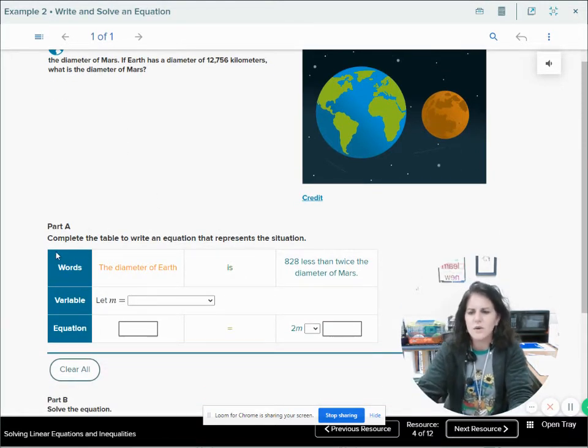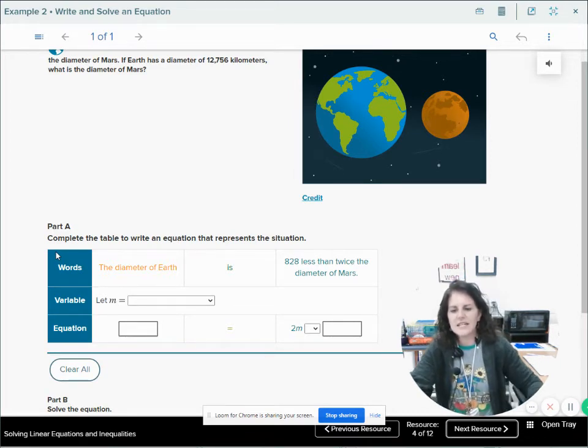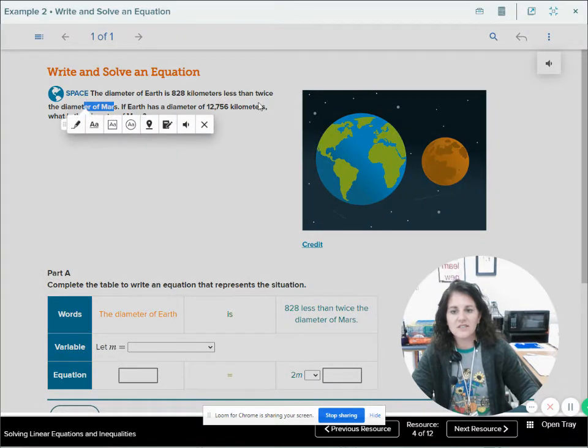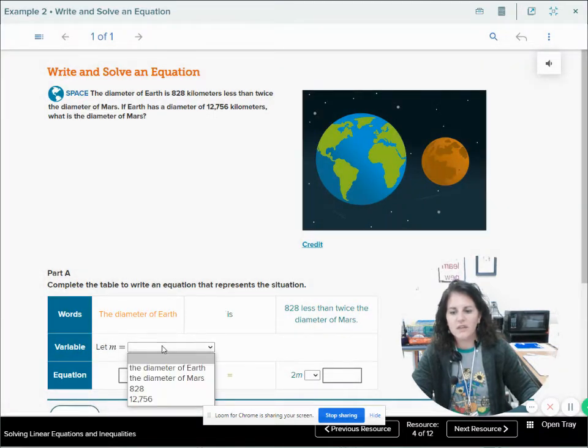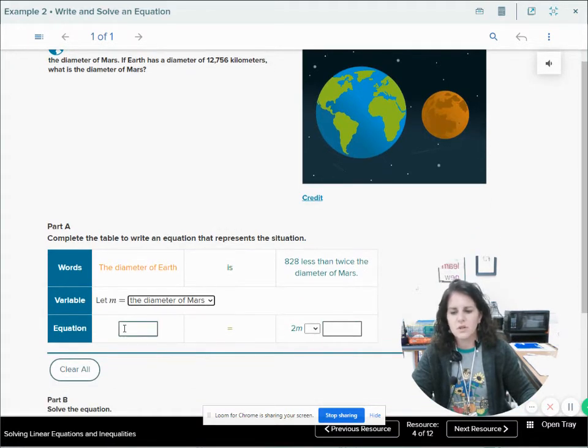So let's write this out. First, we're going to complete the table to write an equation that represents this situation. It says let m equal, what are we looking for? Well, we're looking for the diameter of Mars. It gives us the diameter of Earth. So we're going to let m equal the diameter of Mars. It says the diameter of Earth is 828 less than twice the diameter of Mars.